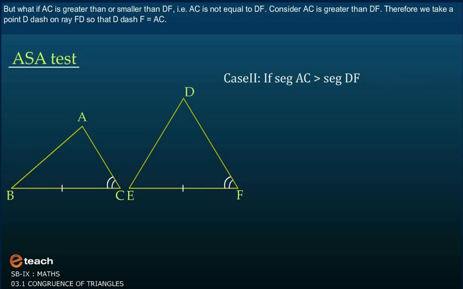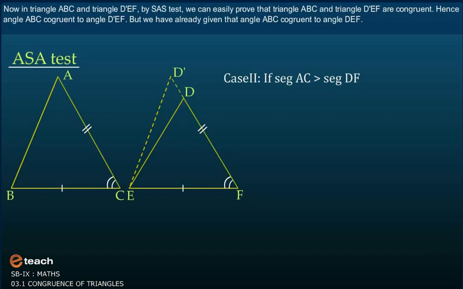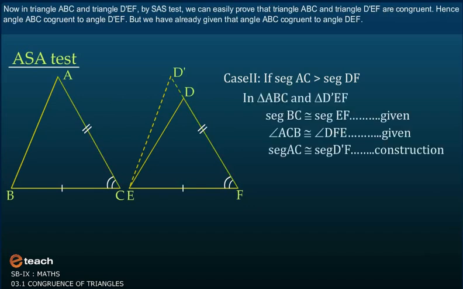Consider AC is greater than DF. Therefore, we take a point D' on ray FD so that D'F is equal to AC. Now in triangle ABC and triangle D'EF, by SAS test, we can easily prove that triangle ABC and triangle D'EF are congruent. Hence, angle ABC is congruent to angle D'EF.